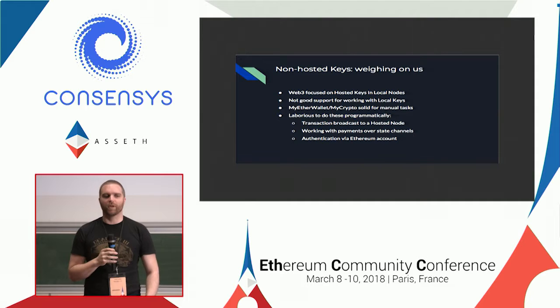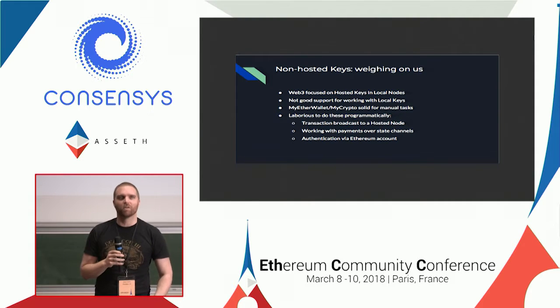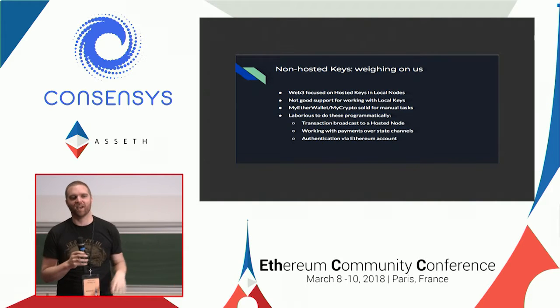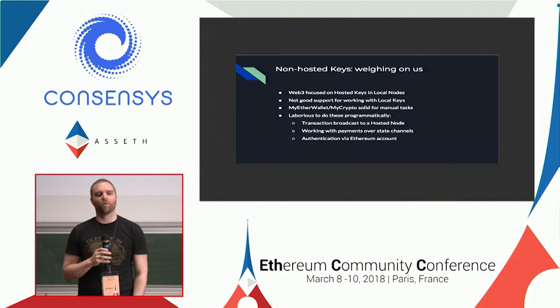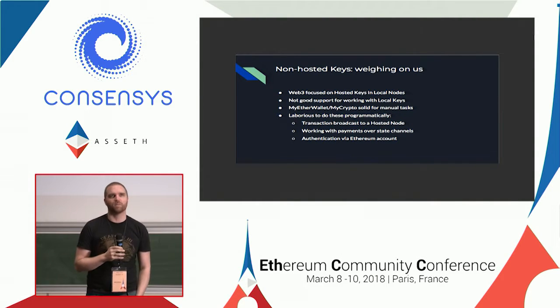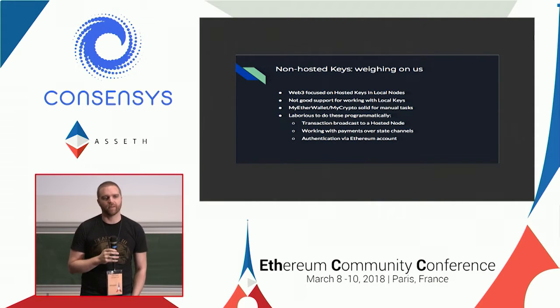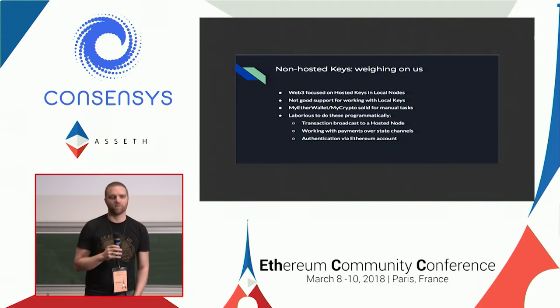So the options for working with local keys mostly are MyEtherWallet or MyCrypto. I guess those forked recently. I don't have a favorite horse I'm betting on there. That's pretty good for manual tasks, but obviously it doesn't help too much with programmatic ones, especially in Python. So it's very difficult to do things like work with local keys to broadcast a transaction that you sign locally.